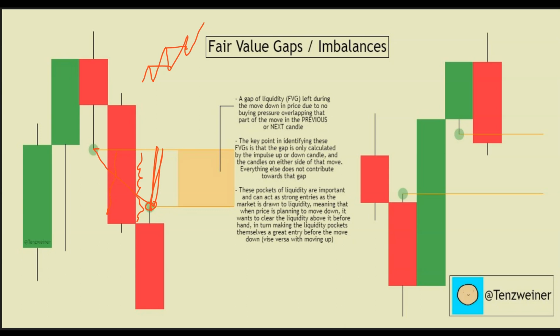But with that being said, essentially it's a 3-candle pattern, right? So we have the first candle here, the second candle, and the third. And what happens is all we're looking at essentially is the first and the third candle, and we're looking for the gap in between the second candle.